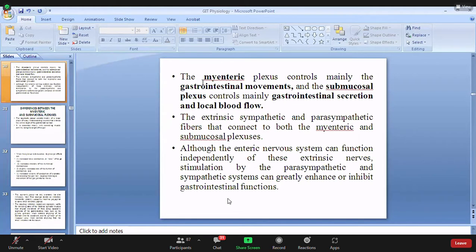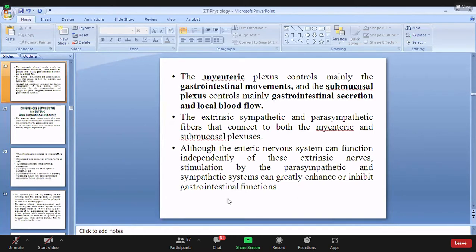Between the muscle layers. So these myenteric and Meissner's plexus are the intrinsic plexus of the gut wall, but they are controlled or connected to the extrinsic sympathetic and parasympathetic fibers that connect to both the myenteric and Meissner's plexus.